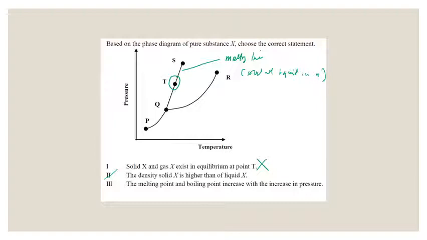So, kalau kita increasekan the pressure, so let's see what happen bila kita increasekan the pressure. So, katakan pressure dekat sini. Okay, melting pointnya di sini. Okay, P1, T1. Kalau kita increase the pressure, P2, so T2. So, the melting, nampak? Kita increase pressure, temperature increase. So, the melting point and boiling point increase with the pressure, betul. So, jawapan dia 2 dan 3 lah. Choose the correct statement.